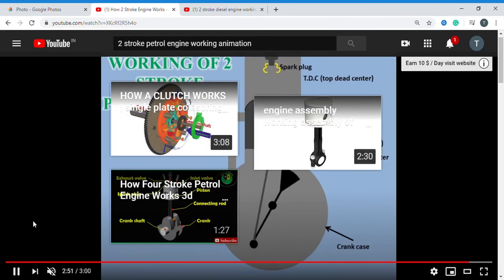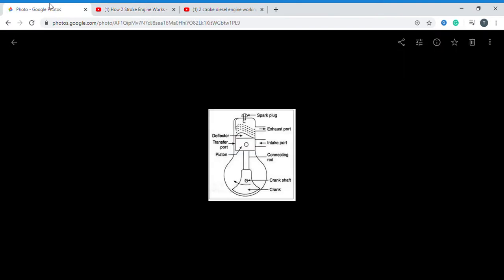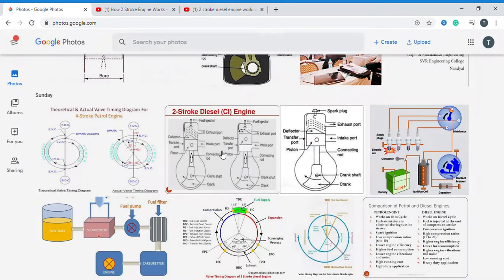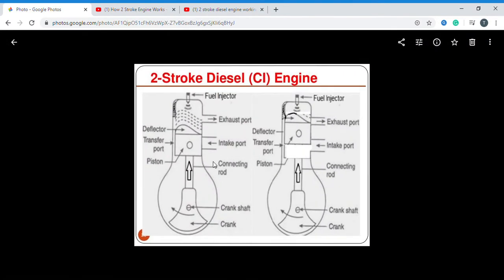Now two strokes of the diesel engine. What is the two-stroke diesel engine? See the working of the two-stroke diesel engine. So this is a two-stroke diesel engine. Same concept here also. The details are: piston, deflector, exhaust port, inlet port, transfer port, and connecting rod, crank, crankcase, crankshaft. So this is the complete details.